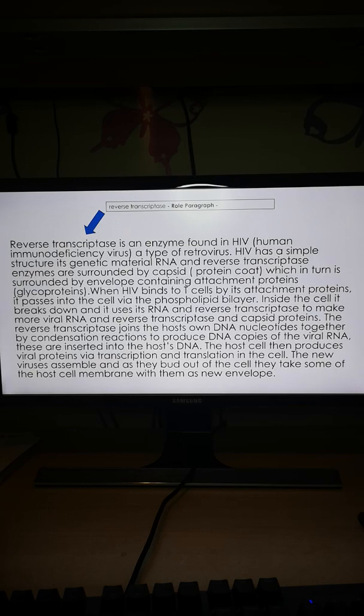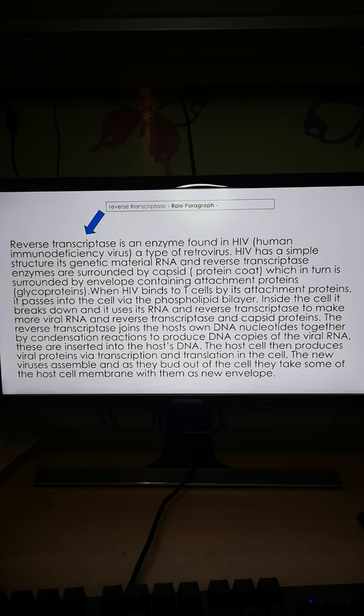So I've gone for reverse transcriptase. I thought there's no way any of you will pick this one. And I said, what's its role? So we met it as an enzyme found in HIV. HIV's got a simple structure. It's got its genetic material, which is RNA, and reverse transcriptase enzymes. They're surrounded by a capsid, a protein coat, which in turn is surrounded by an envelope containing attachment proteins.